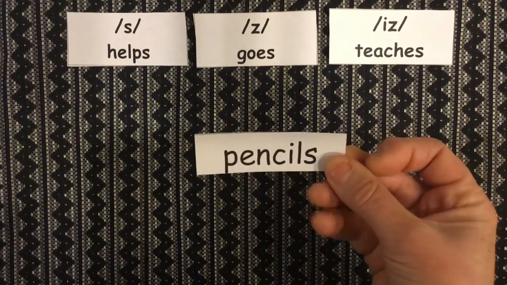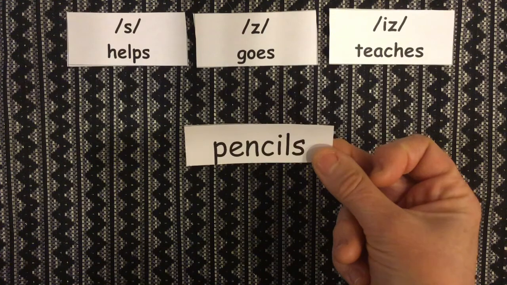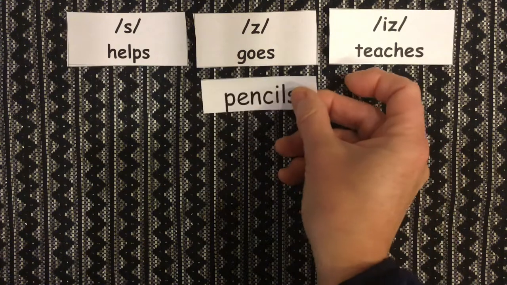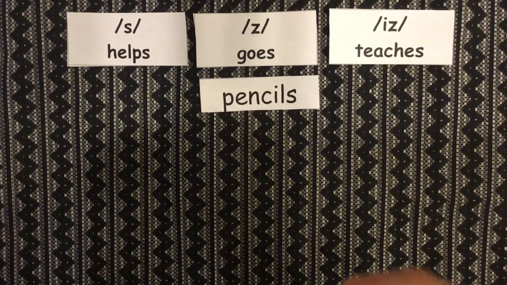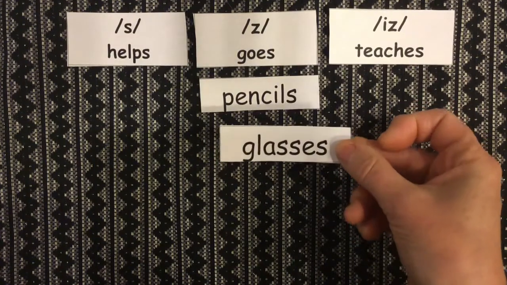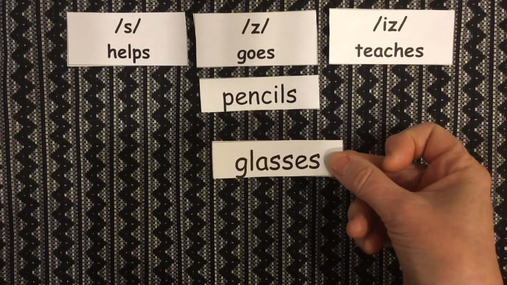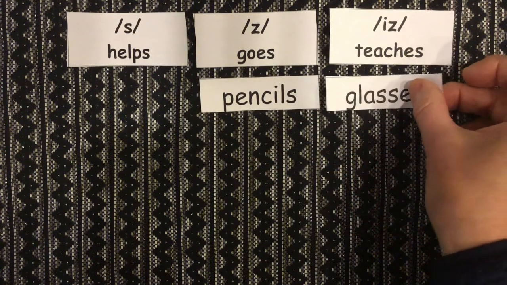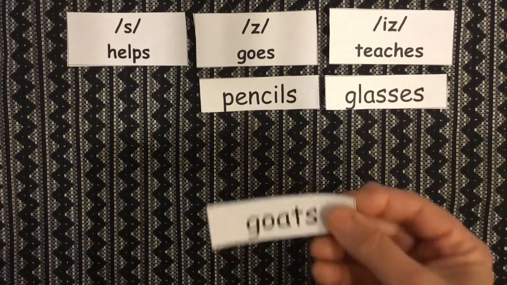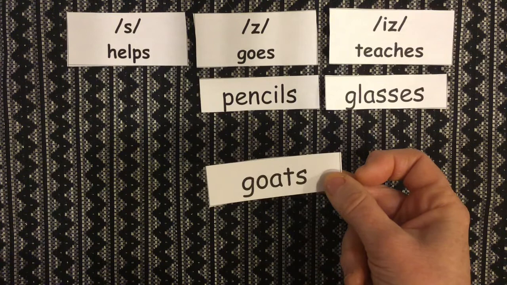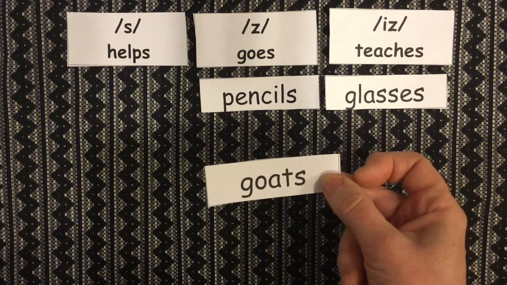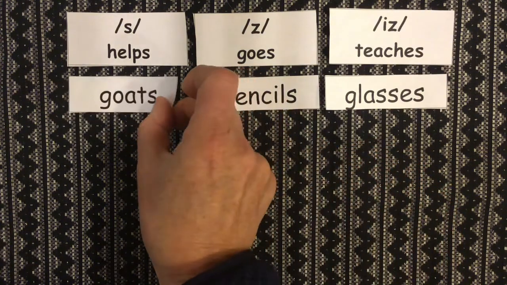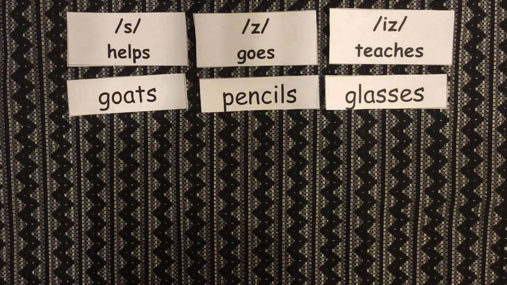Here's the first word. Can you read it? Pencils. Pencil, pencils. What's the ending sound? Z, right? That just goes right there. Here's the next one. What does it say? Glasses. Glasses. Iz. Their es ending is going iz. Glasses. Let's look at another one. What's that? Goats. Right, like more than one goat. Goats. S, s. What's the ending sound? S. Did you say s? I hope so.